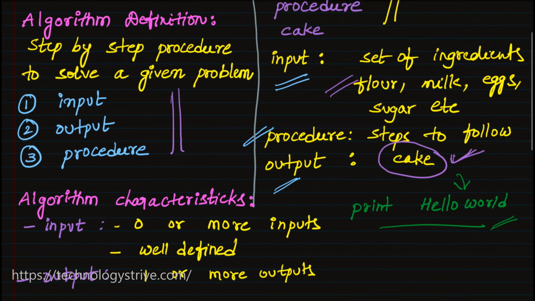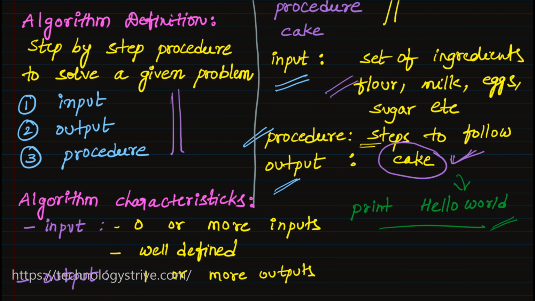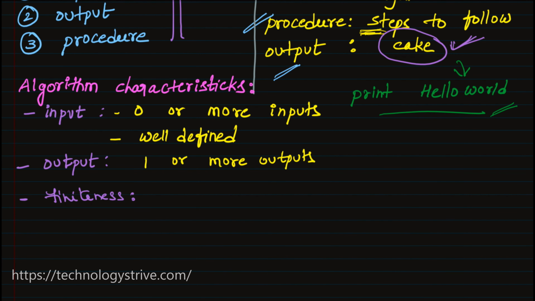So in our recipe example, we have the procedure, which means we have some steps to follow. So how many steps do we need to follow? Obviously, there will be some fixed number of steps. There won't be an infinite number of steps. That means that an algorithm must contain a finite number of steps.